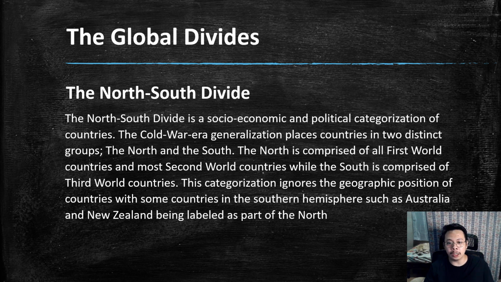third world countries. Now, this categorization ignores the geographic position of countries, with some countries in the southern hemisphere such as Australia and New Zealand being labeled as part of the north. No? So again, dili siya mo wa siya paki kung naa ka sa north or southern part sa kalibutan. No, it is not a geographical division. Okay? So, ang iyarang division is basically based on the classification of the country.